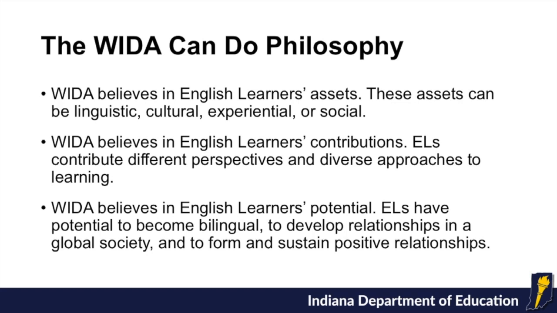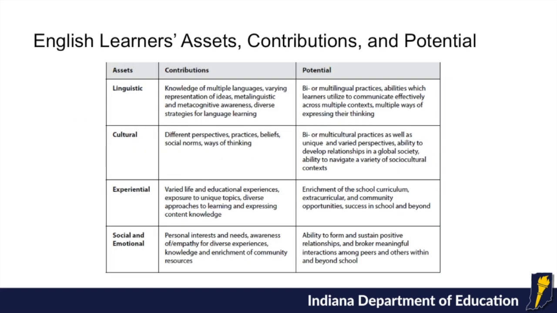these positive relationships. This chart breaks down English learners' assets through the 4 categories of linguistic assets, cultural assets, experiential assets, as well as social and emotional. Linguistically, English learners can contribute knowledge of multiple languages, varying representation of ideas, metalinguistic and metacognitive awareness, and diverse strategies for language learning. These linguistic assets will potentially lead to English learners having bilingual or multilingual practices that learners will be able to utilize to communicate effectively across multiple contexts.